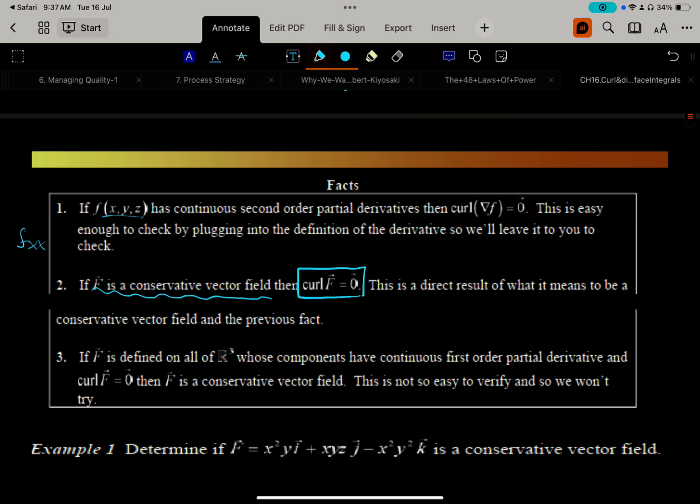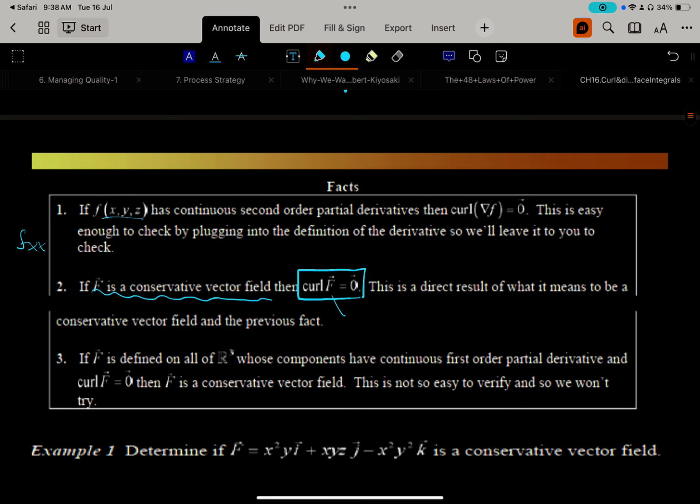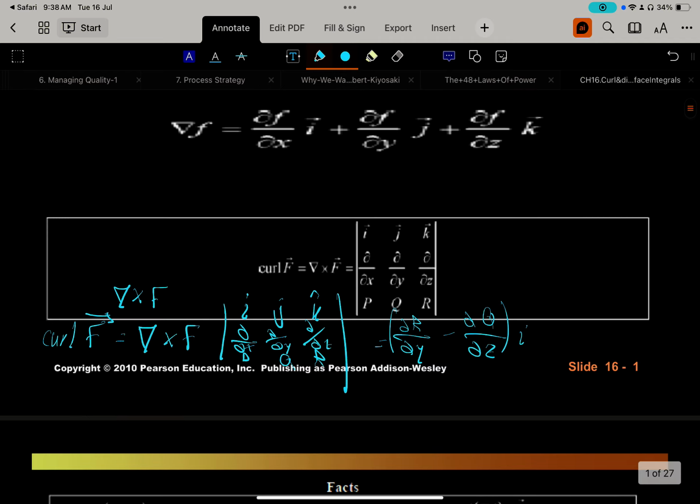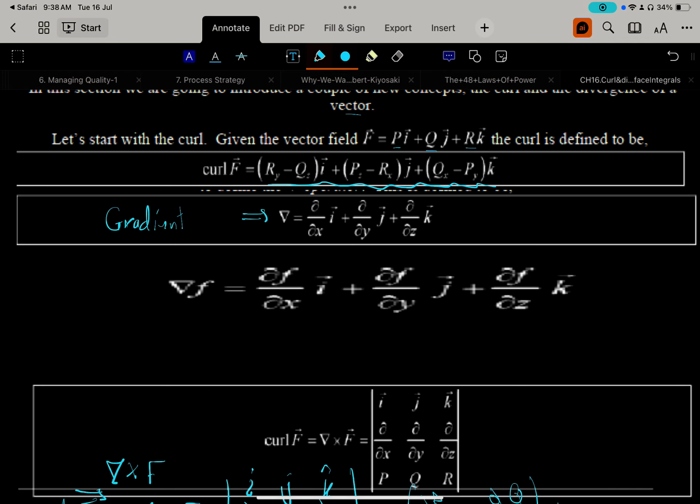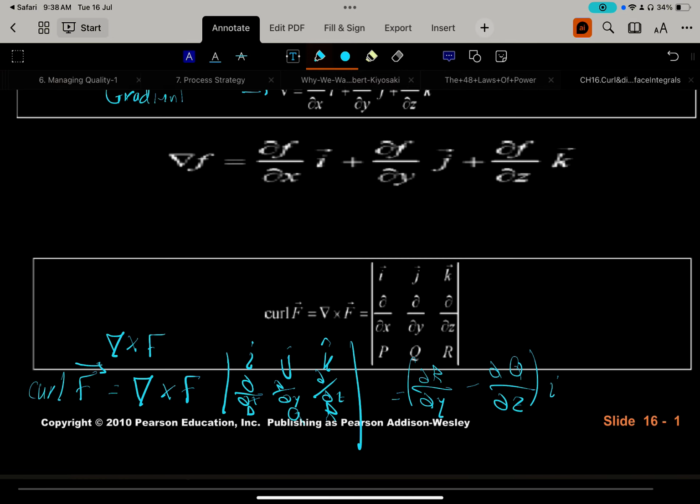And so these are the three rules. If f has continuous second order partial derivatives, then the curl of the gradient is 0. And if F is a conservative vector field, then the curl of F is 0 also, the curl of the function F itself. And basically this upper F is just the function F, as you can see.